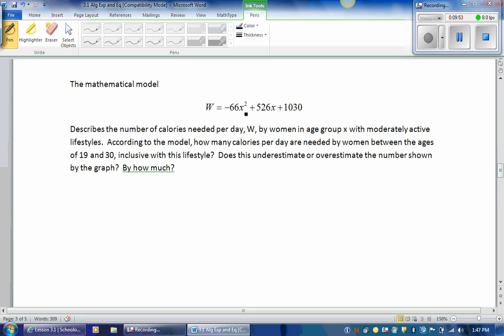According to the model, how many calories per day are needed by women between the ages of 19 and 30, inclusive? So including 19 and 30 with this lifestyle. Does this underestimate or overestimate the number shown by the graph? And if so, by how much? Okay, so let's do the first part here. So I want to know how many calories per day are needed by women between the ages of 19 and 30, inclusive with their lifestyle. So we're going between 19 and 30 years old.